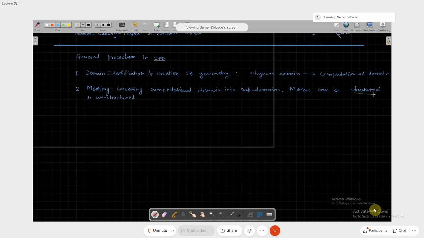Now, what do you mean by structured and unstructured mesh? Say, for example, if you have this domain, then the domain will be converted into subdomains like this. Now, every cell, say we are talking about this one, will have a fixed number of neighbors. Like this is a neighbor to this red one, another neighbor is this one, another neighbor is this one, and these are also neighbors. So these neighbors remain the same. You can identify the neighbors and you can specifically write these in terms of IJK indexes.